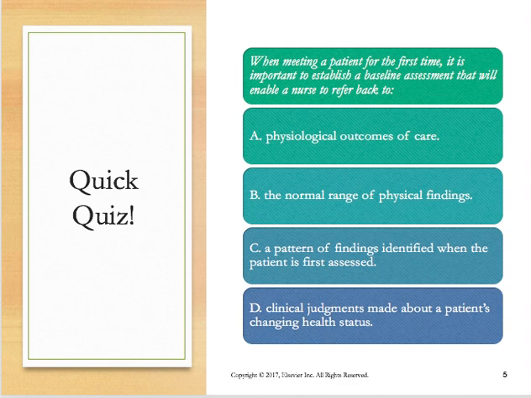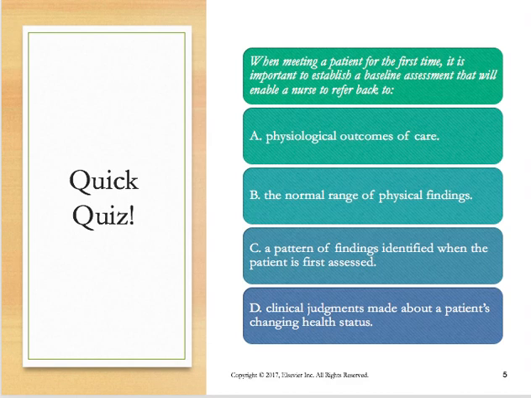Would it be the normal range? No. When meeting a patient for the first time, you establish a baseline assessment that will enable the nurse to refer back to a pattern of findings identified when the patient is first assessed. So a physiological outcome of care, that's going to be the ongoing assessments that you do. That's going to be more of your focused assessments that you do based on the treatment plan that is described.